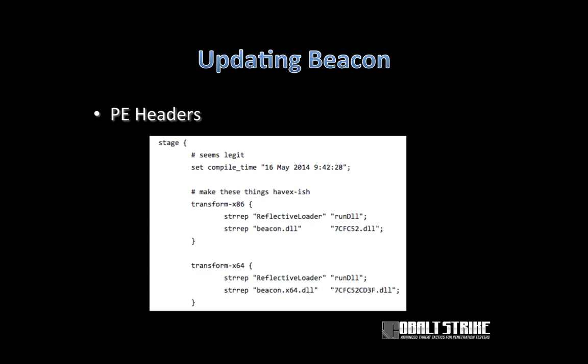Here's what it looks like to change the Beacon DLL to resemble some indicators from the HaveX Trojan. Here I'm setting the compile time of the Beacon DLL to the compile time of HaveX, and changing the reflective loader to run DLL, which is an exported function observed. And I'm using string replace to replace the Beacon module name, in this case, with the module name used in a HaveX sample.